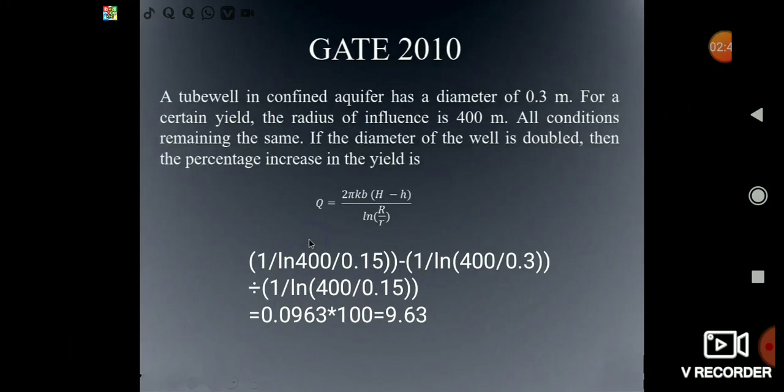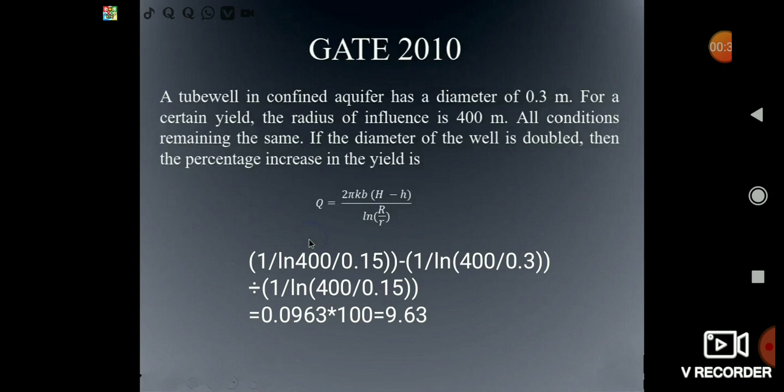Now this is the next question, friends. See here that all questions are simply asked based upon formula. So you should remember both these formulas for confined and unconfined aquifer, and you have to understand the figure that I have shown you at the start of the video. You should understand what is the drawdown, what is the radius of curvature, what are the heights, what is the thickness of the well. You should understand all the terms.